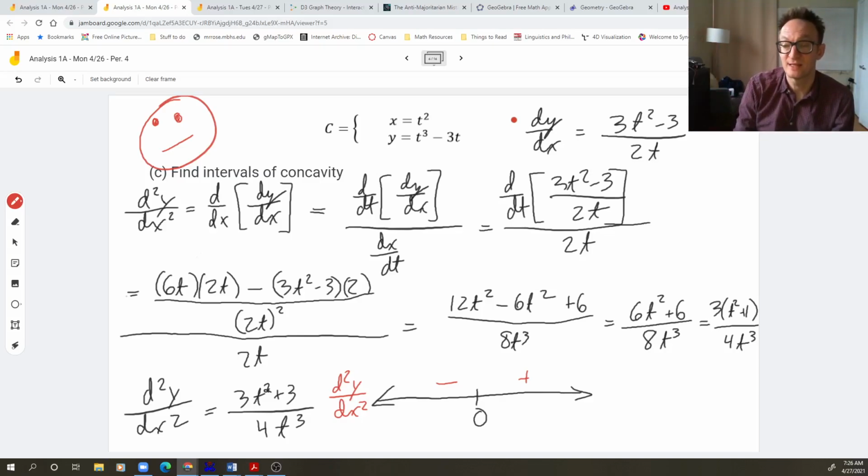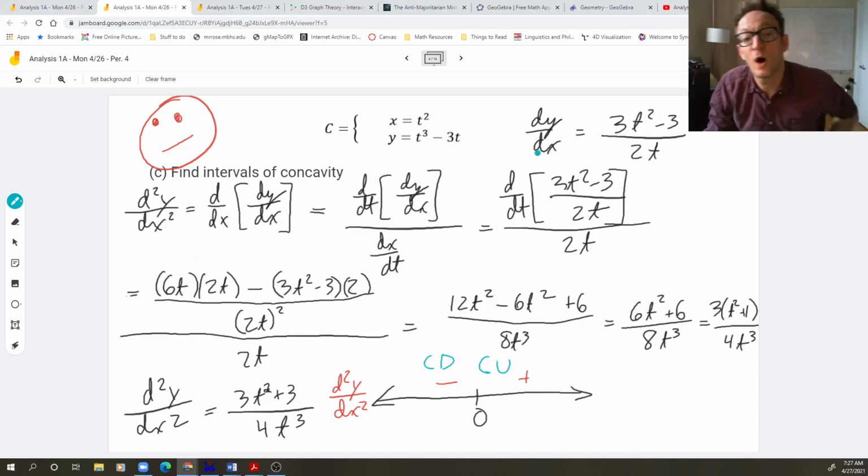And for negative t, which means if the slopes of the tangent lines to the curves are decreasing, then the curve must be concave down. And for positive t values, the slopes of the tangent lines to the curve are increasing, and so the curve must be concave up. Okay, so if you want to use the full power of calculus to learn about the shape of your curve, then you also need to compute on what intervals the curve is concave up and concave down.